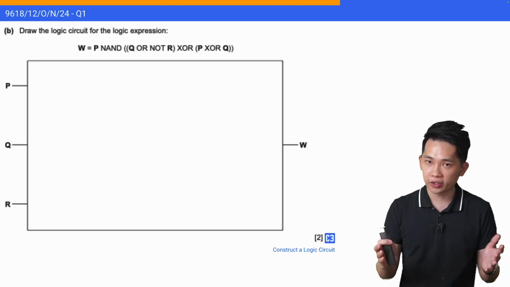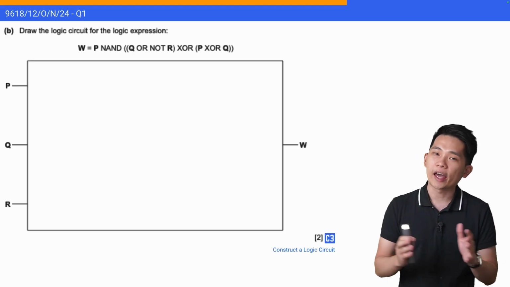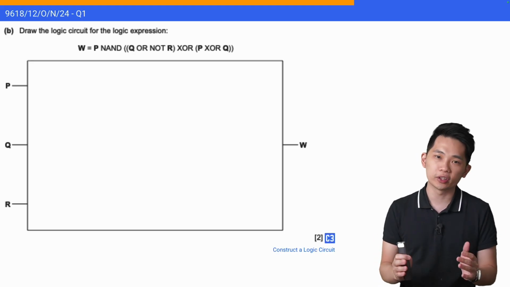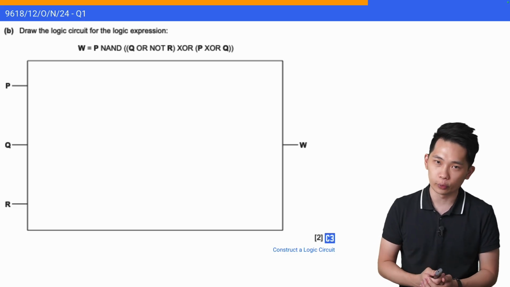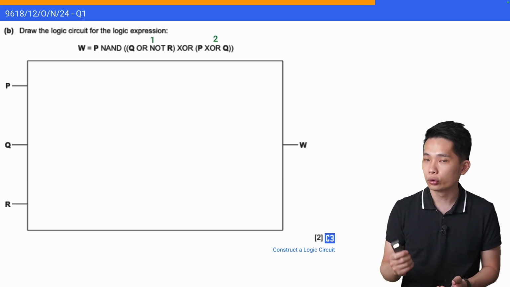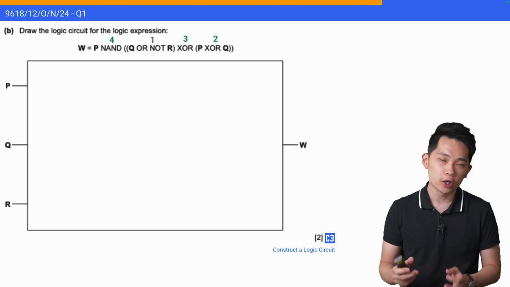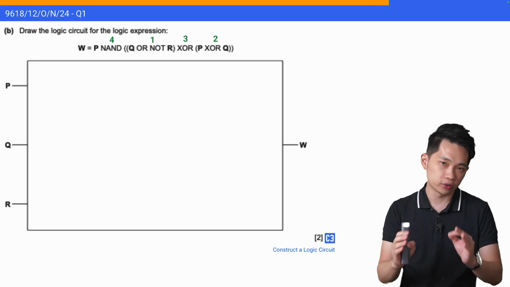Draw the logic circuit for the logic expression. As usual, we will draw the logic circuit of the inner bracket first. So I've done some numbering here to help you understand better. We have 1, 2, 3, and 4 here. So we will draw a logic circuit based on this numbering here.